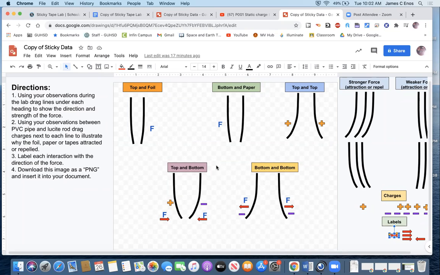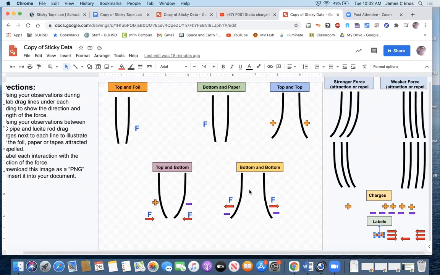All right. So you have to finish this. You have to label all of your images using the force, the positive charge, negative charge. You have to say, is this top tape charged? Is this foil charged? There's a force acting on them, causing them to come together. There's a force acting on the bottom paper and the bottom tape, causing them to be attracted to one another. There's a force here between the top tape and the top tape. So you have to label in the forces.